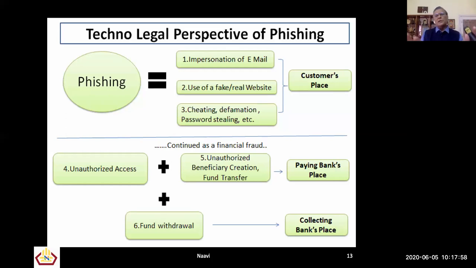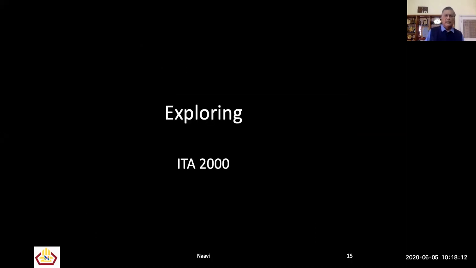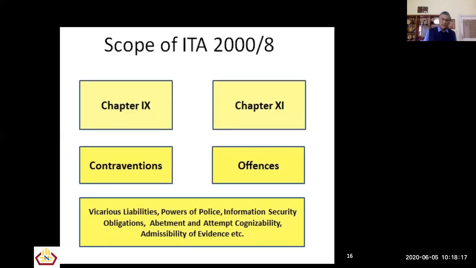Now, why I'm presenting this is, if you start re-looking at a particular offense, you will get new dimensions of that. I can extend this to a number of other examples. We will do it later. Now, with this kind of a background, if we look at ITA 2000, we will try to explore a few sections, and then perhaps we will try to also see if we can address a few more cases.